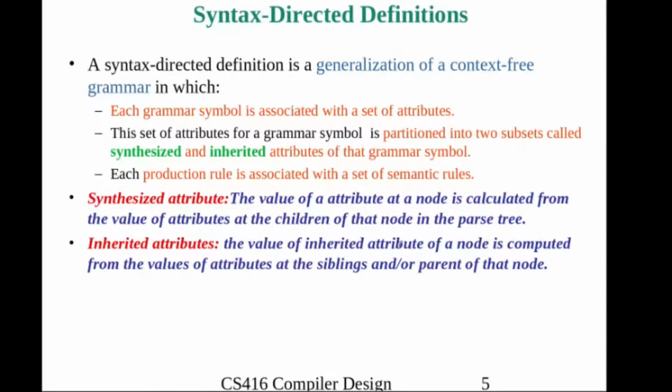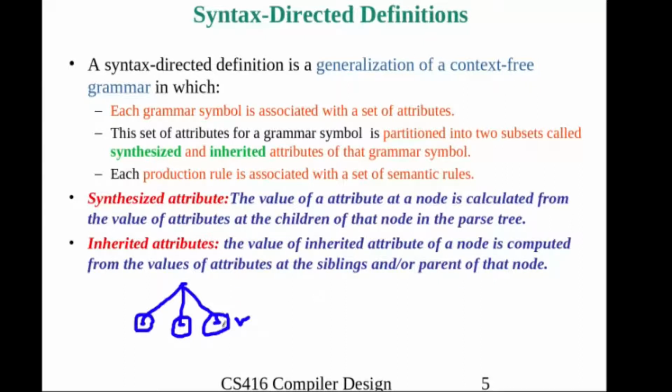The values of inherited attributes of a node are computed from the values of the attributes at the siblings and/or parents of that node. For example, take node 1, node 2, node 3. This is the parent, and we can connect these nodes. I'm calculating the attribute value of this node with the help of the attribute values of this node and this node. These two are siblings. Then this attribute is an inherited attribute.